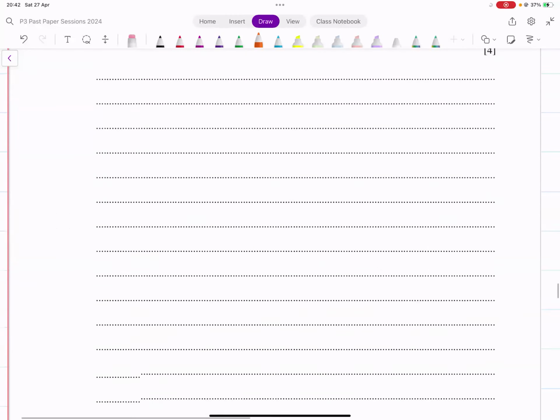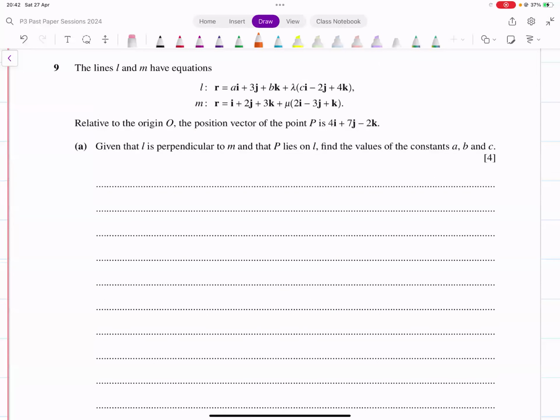Okay, now this looks different from the standard question. Let's have a look at this. It says the lines L and M have these equations. Relative to the origin O, the position vector of the point P is 4i plus 7j minus 2k. So the position vector of the point P, OP, is 4, 7, and minus 2. Given that L is perpendicular to M and that P lies on L, find the values of the constants A, B, and C.